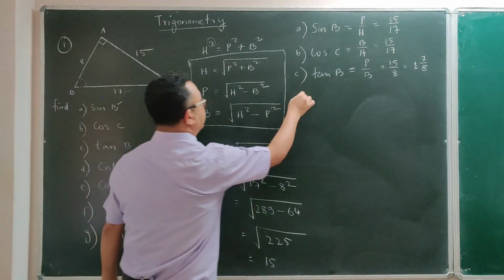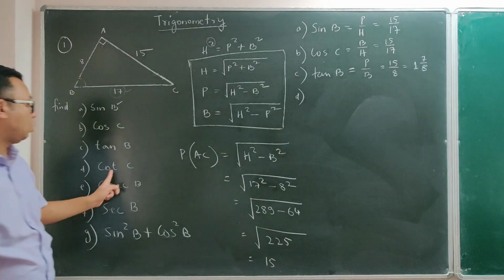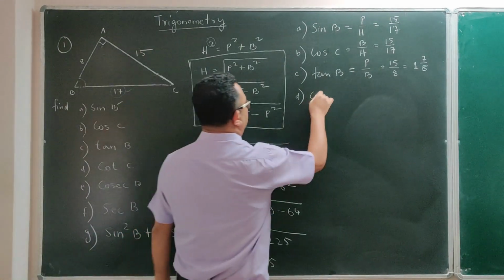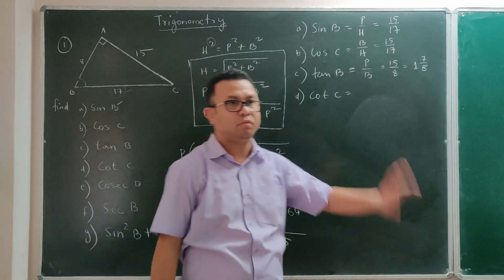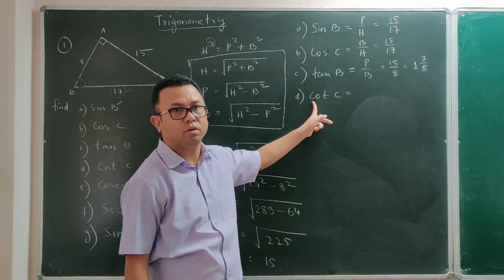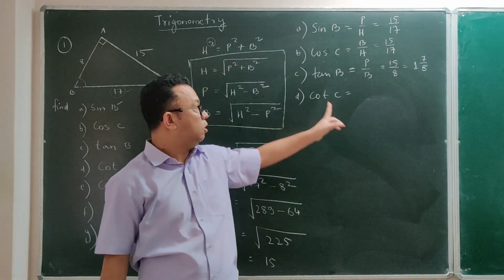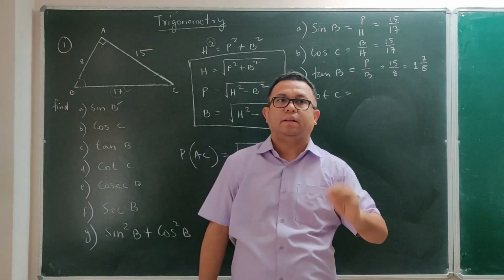Again, going on to the next one, D, which is cot C. For your cot C, now you don't have the formula for cot in the sentence. Don't say curly brown hair, since curly is for cos. Cot is the reciprocal of tan.